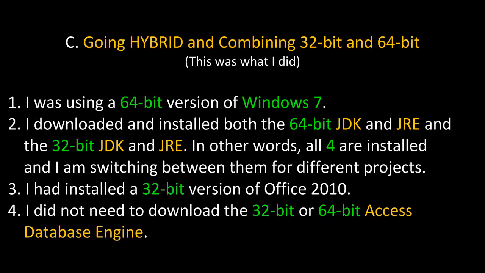Finally, let's examine the third method, going hybrid and combining 32-bit and 64-bit architectures. This is what I did, so I'll list my steps. 1. I was using a 64-bit version of Windows 7. 2. I downloaded and installed both the 64-bit JDK and JRE and the 32-bit JDK and JRE. In other words, all four are installed if I were to click on Programs and Features in Windows 7, and I'm switching between them for different projects. 3. I had installed a 32-bit version of Office 2010. 4. I did not need to download the 32-bit or 64-bit Access Database Engine.